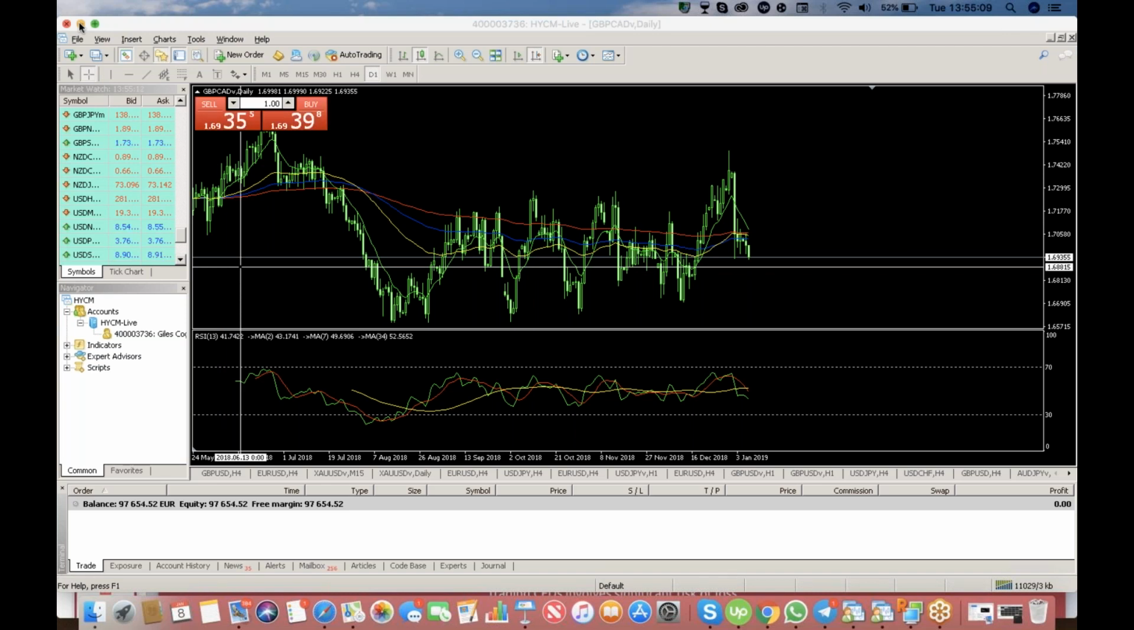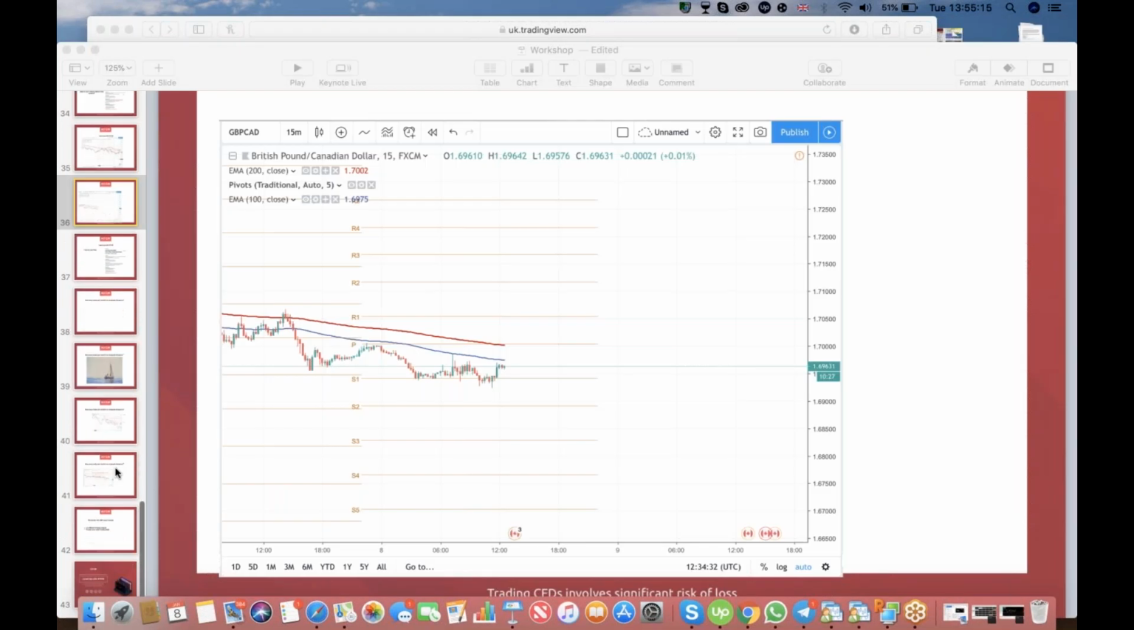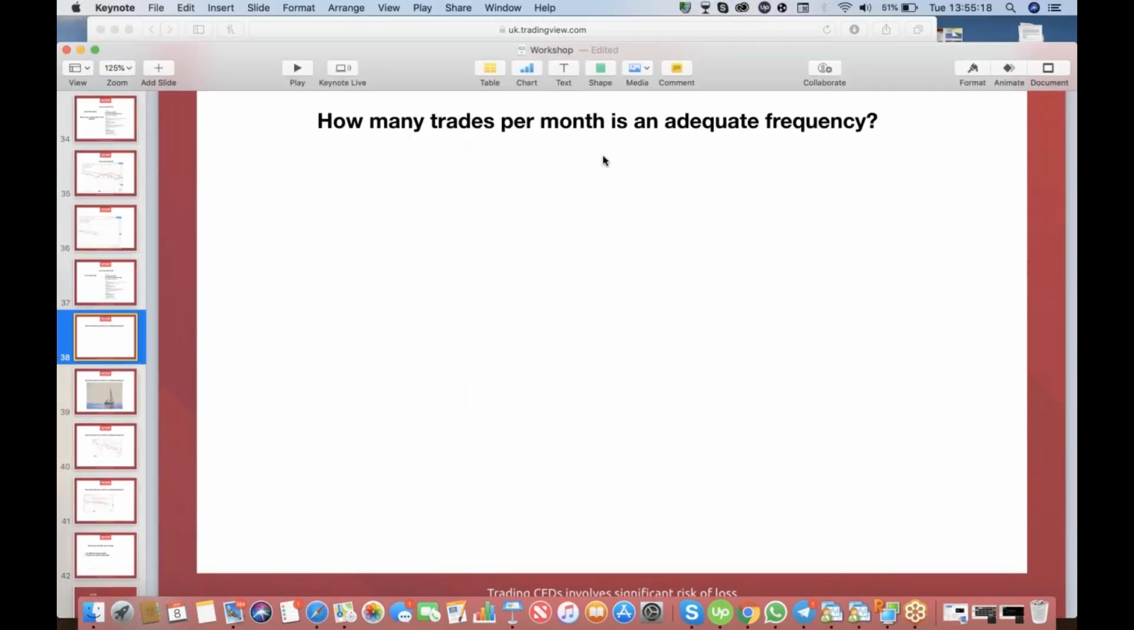However, that does form a very helpful introduction to the next issue we have, which is how many trades per month is an adequate frequency. In other words, what number of trades per month would be the right number to take. And the answer to the question is simply, it depends. That might sound like an unsatisfactory answer, but some of the most significant factors which determine the amount of trades to be taken each month include things like the market dynamics, the trading time frame, and the entry style.